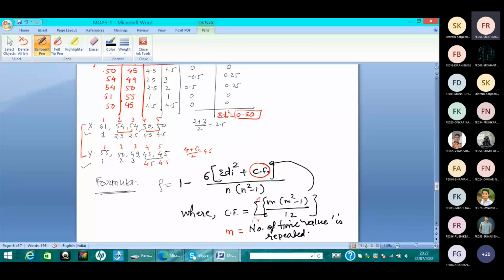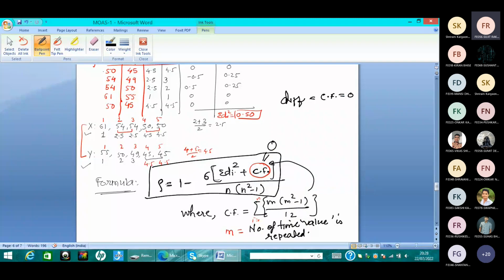Okay, you can also put this formula instead of the correction factor, and you will get the answer. But I want to show you that this is similar to case 1. What is similar? When there is no repeat, when the values are different, the correction factor is 0. See, if you put 0, this formula becomes the normal formula.